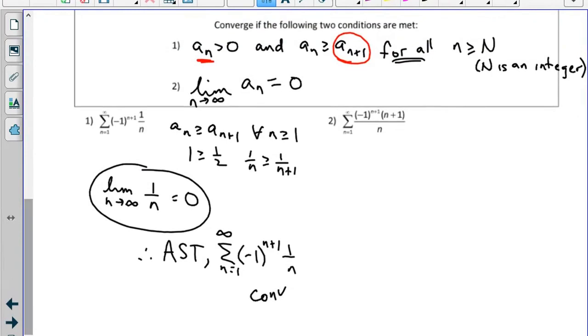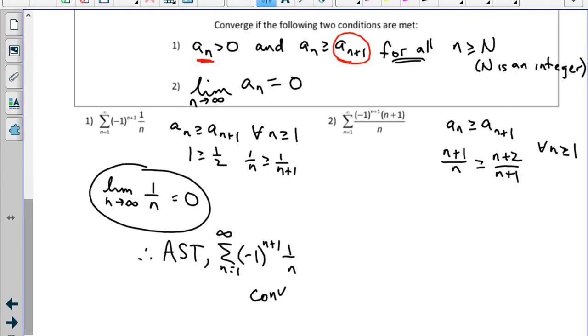Okay, next one. If we look at this, we'll take a look at the conditions. Is a sub n greater than or equal to a sub n plus 1 for all n greater than or equal to something? So if we take a look at this, n plus 1 over n, is that greater than or equal to n plus 2 over n plus 1? That is true, actually, for all n greater than or equal to 1. So the first condition holds.